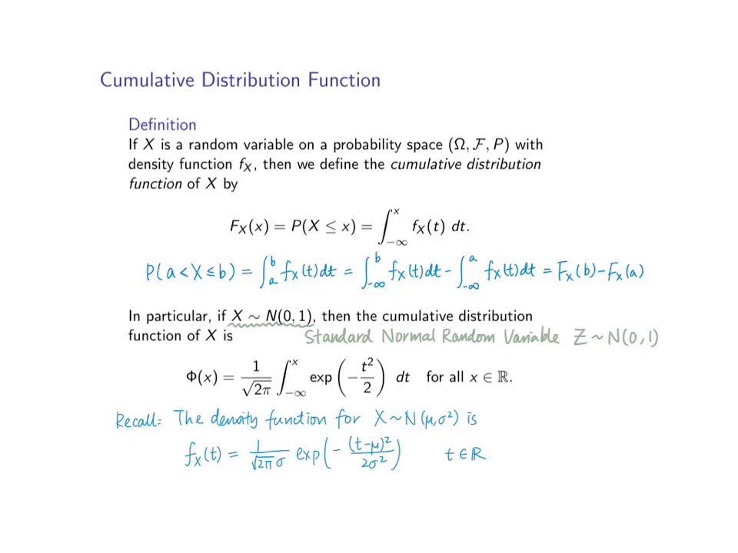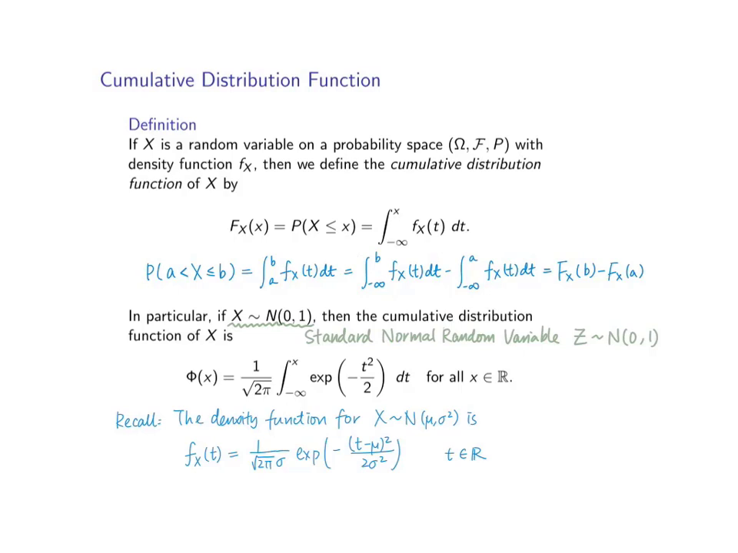For a random variable X with the density function f sub X, the cumulative distribution function of X, capital letter F sub X, is defined as follows. It is equal to the probability that the value of the random variable is less than or equal to small letter x.